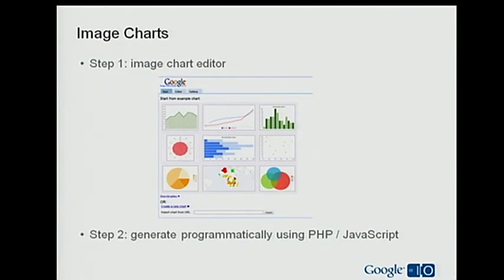So the standard procedure with working with the image charts is usually to play around manually, finding the right chart that you would like to render, maybe playing around a bit with its parameters. And then once you're happy with that result, you usually go to generate that URL programmatically using some PHP and JavaScript wrappers that are available out there.